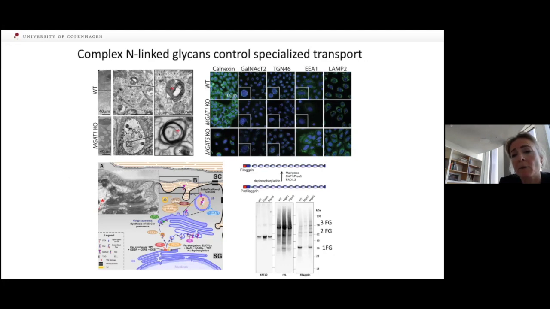And here we saw also that TGN46, a trans-Golgi network marker, and the early endosomes are almost absent in these cells. Also, we have a complete lack of filaggrin, which should be transported by vesicles. So this really links the complex N-glycans to a transportation defect if these are abolished.